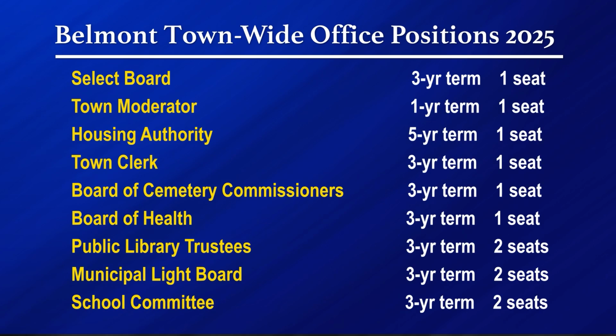So this year on the election ballot is the town clerk, the Board of Cemetery Commissioners, the Board of Health, and those are all 1 person for 3 years. And then there are a couple larger boards, which are the trustees of the Public Library, the Municipal Light Board, and the School Committee. And there are 2 people being elected for those boards, also for 3-year terms.